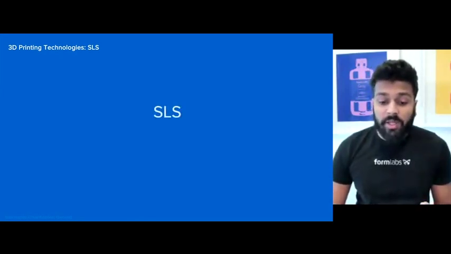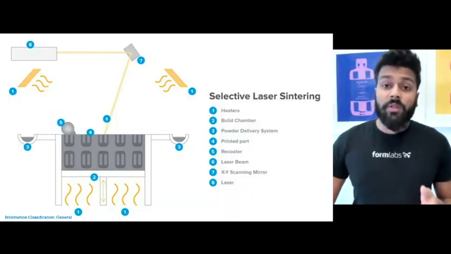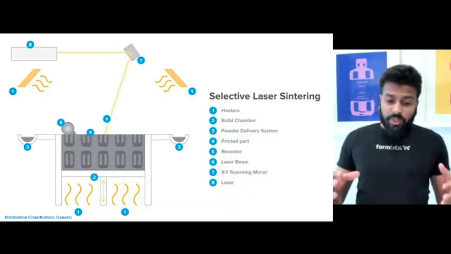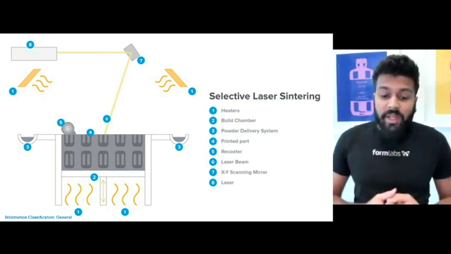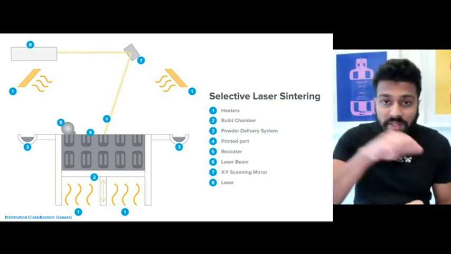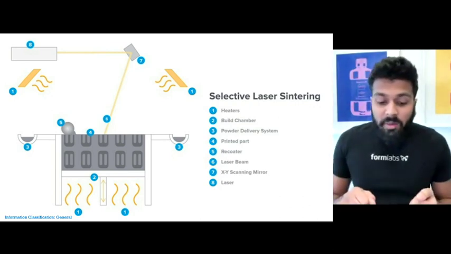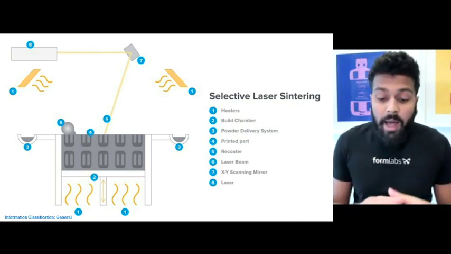Let's look at SLS machines and SLS printing. That stands for selective laser sintering. As with all 3D printing, like FDM, you're printing a part layer by layer. In FDM machines, we looked at depositing a material. In SLS, the way we start with the material is as a powder.